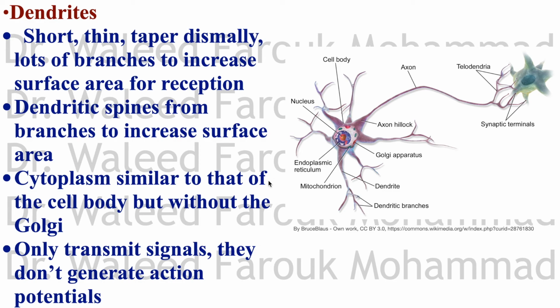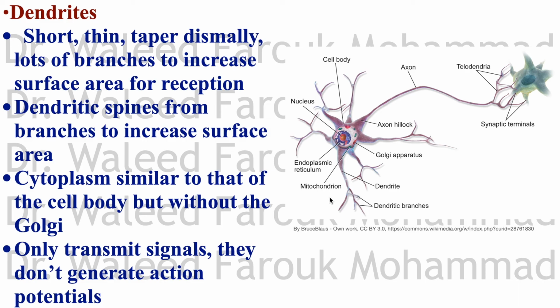Now the dendrites are short. They taper distally, as you can see here. They are present to increase the surface area for reception. Dendritic spines, to further increase the surface area, there are dendritic spines from branches to increase the surface area.